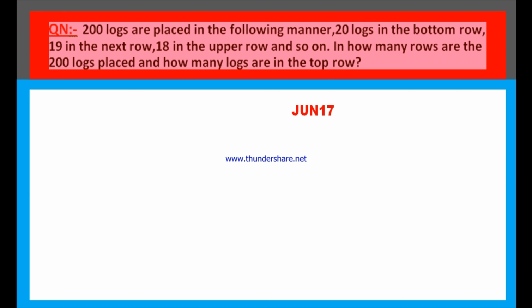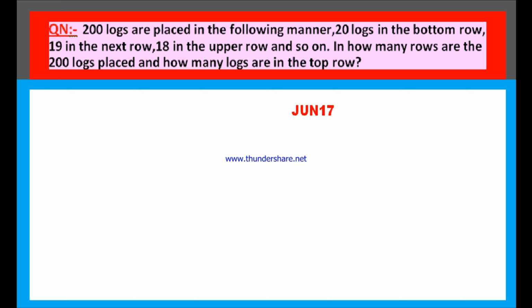Next question now. 200 logs are placed in the following manner, such that 20 logs are in the bottom row, 19 in the next row, 18 in the upper row, and so on. In how many rows are 200 logs placed, and how many logs are there at the top row? I shall repeat. 200 logs are placed in the following manner. 20 logs in the bottom row, 19 in the next row, 18 in the upper row, and so on. In how many rows are the 200 logs placed and how many logs are in the top row?